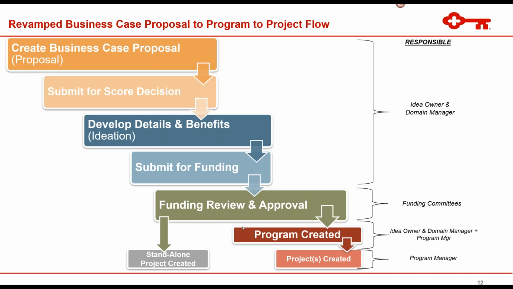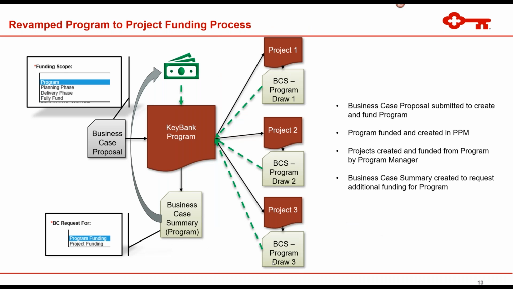Okay, so then it's submitted for funding review and approval, and if approved, if it was submitted for a standalone project, then that is spawned, or if it was submitted for a program, then that program is spawned. And then the program manager can then create multiple projects to allocate that program funding however they see fit. So the business case proposal creates the program. The business case summary provides ongoing funding opportunities for the program.